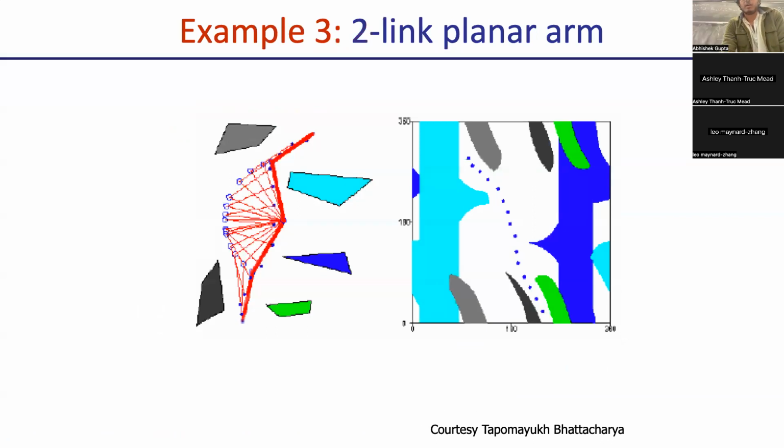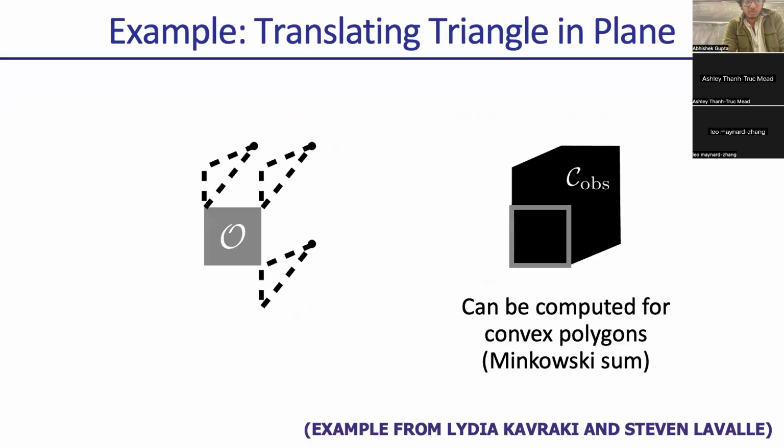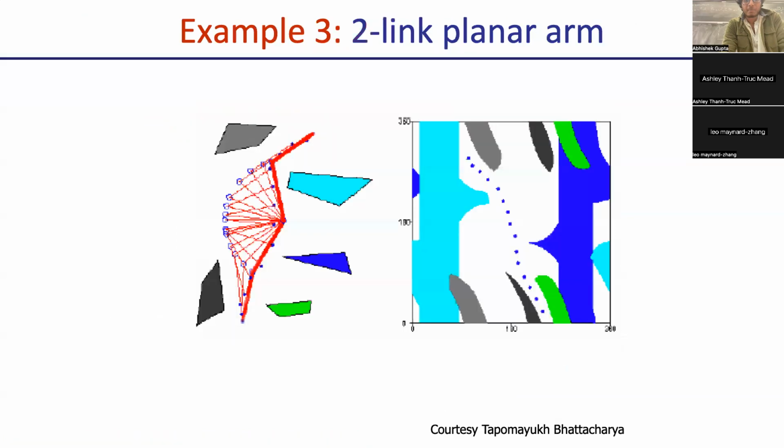So you have a two-link planar arm, and you have a bunch of these different obstacles. Yeah, so the different obstacles here are colored in different colors, and you have theta 1 and theta 2 on the axes. You can see the obstacles mapped into configuration space give you this real nasty obstacle space that you have to plan through. That makes sense?